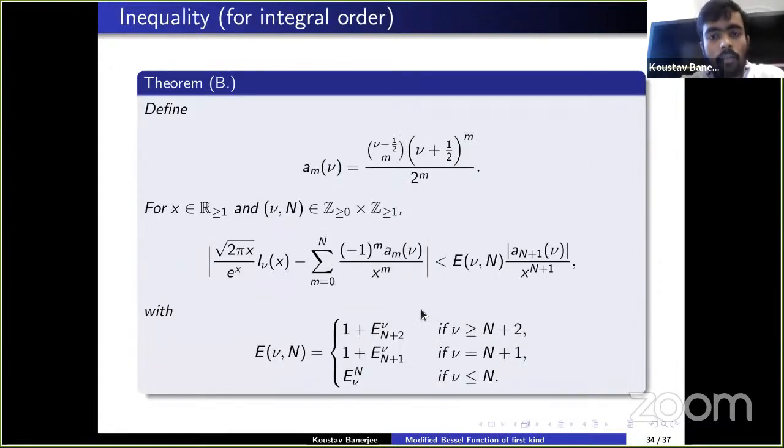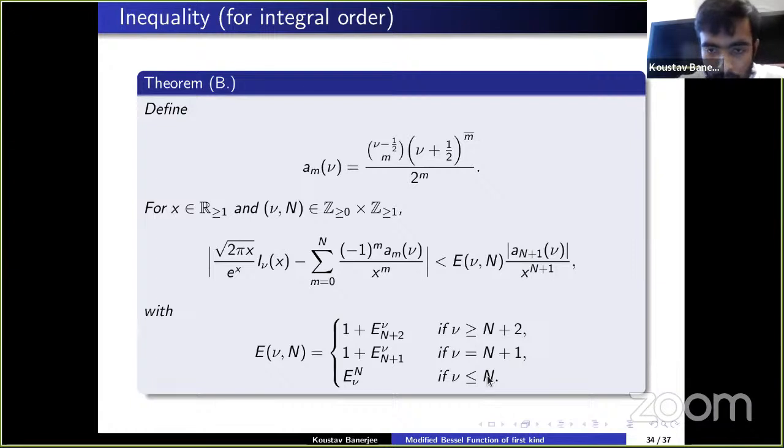So what we get all together for these two factors? If I define a m nu to be this factor, nu minus half binomial n times nu plus half binomial rising factorial m by 2 to the n, then for all x greater or equal to 1, nu to be a non-negative integer greater or equal to 0, n greater or equal to 1, then this is my f(x), 1 over phi(x) minus this truncation psi n of x, which is less than this constant. This C_n is E nu n times the absolute value of a n plus 1 nu divided by x to the power n plus 1, where E nu n are these factors depending on whether nu is greater or equal to n plus 2, nu equal to n plus 1, and nu less or equal to n.